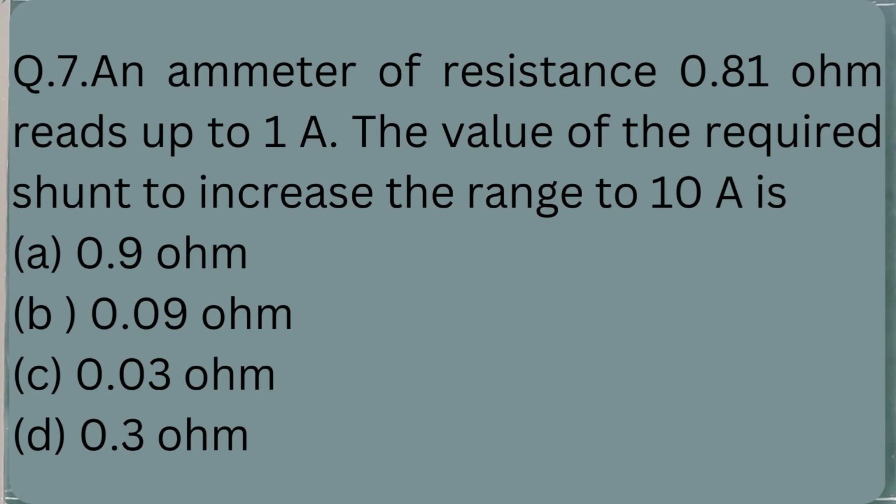Question number 7. An ammeter of resistance 0.81 ohm reads up to 1 ampere. The value of the required shunt to increase the range to 10 ampere is A 0.9 ohm, B 0.09 ohm, C 0.03 ohm, D 0.3 ohm. And the correct answer is B, 0.09 ohm.